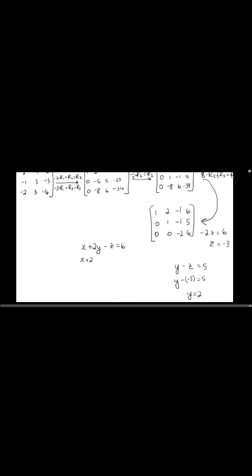y equals 2. Now this top row represents the equation x plus 2y minus z equals 6. So that means x plus 2, and then y was equal to 2. So that's 2 times 2 minus -3 equals 6. So we have 4 plus 3, that's 7. So you got to subtract 7 on both sides and get x equals -1. So the solution is -1, comma 2, comma -3.